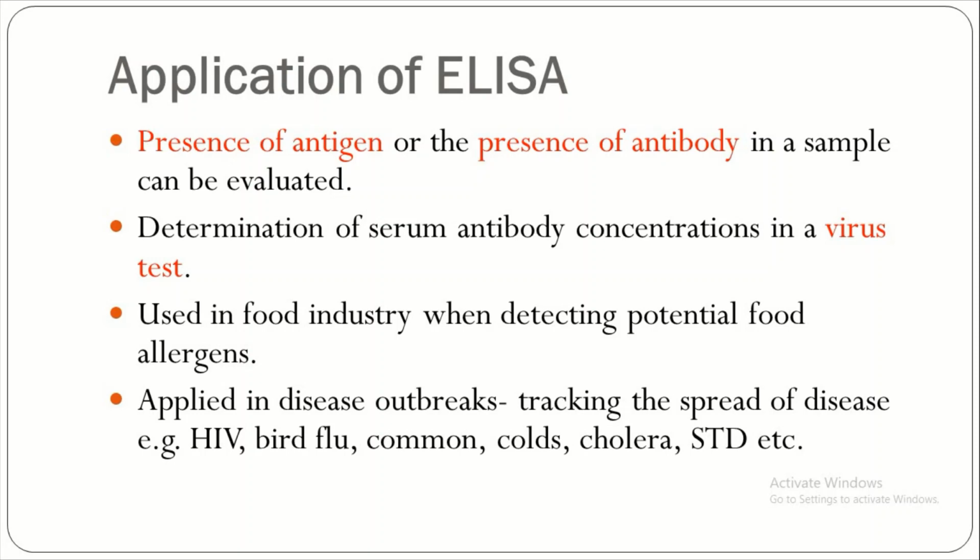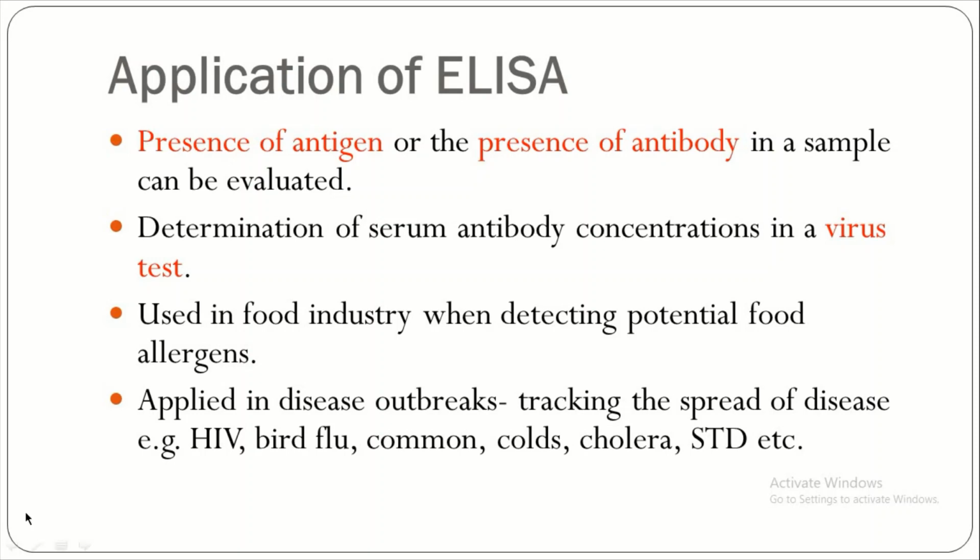So that is one of the very important applications of ELISA. It is applied in disease outbreaks, tracking the spread of diseases, for example HIV, bird flu, common cold, cholera and STDs, including the recent outbreak pandemic, the COVID-19 virus. They also use a rapid test kit to detect COVID-19. They developed rapid test kits. We will see that in detail in the next slides.